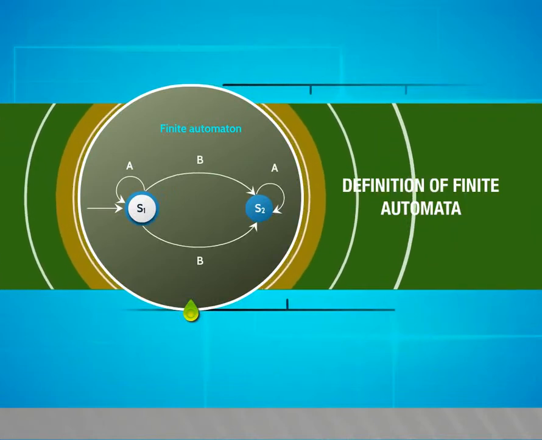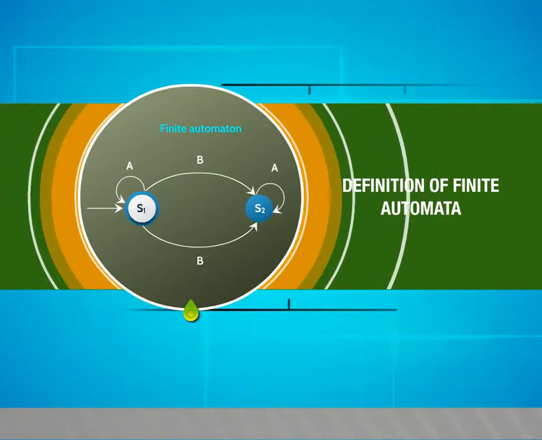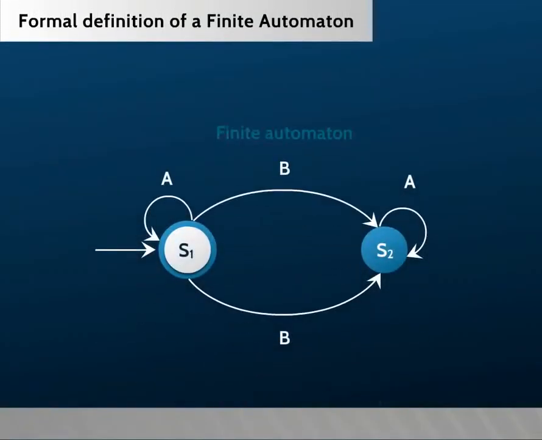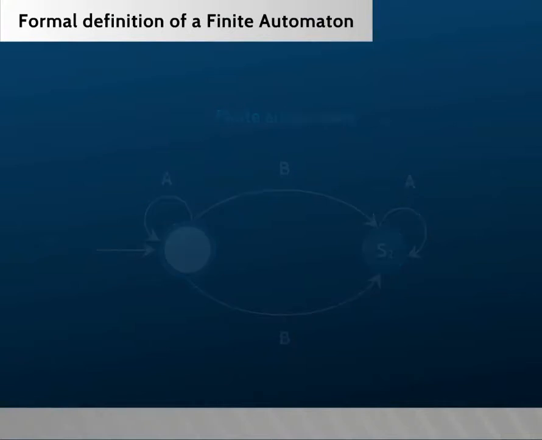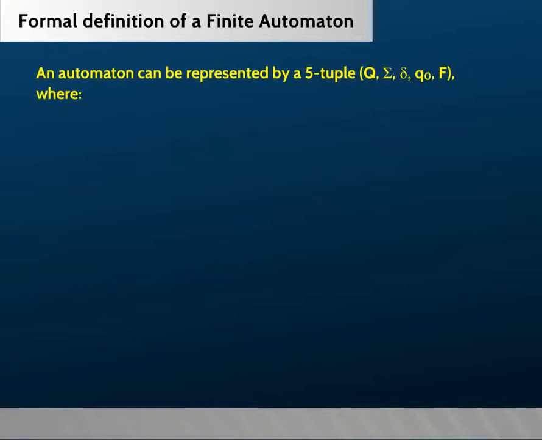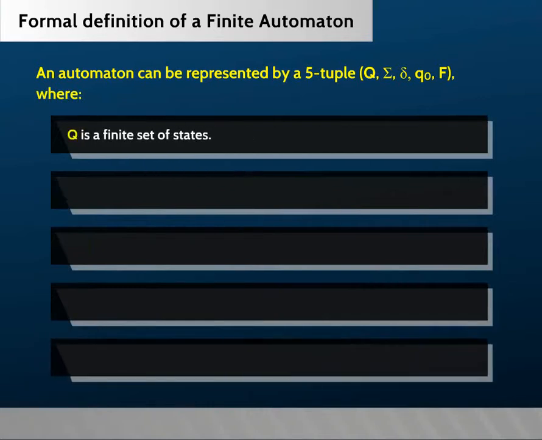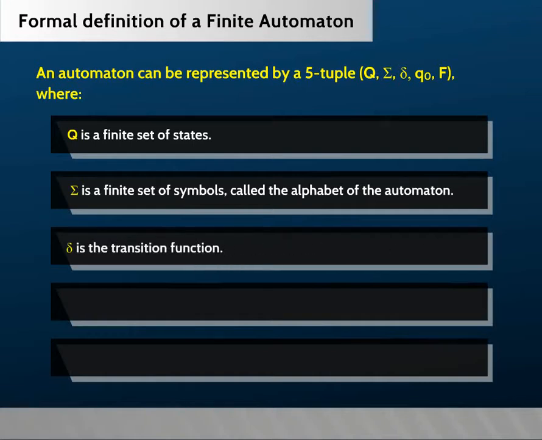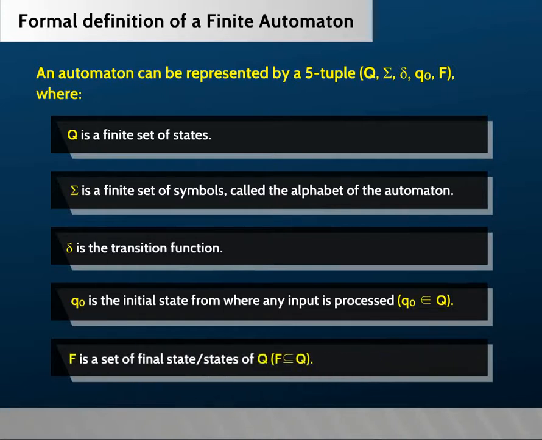Definition of finite automata. In this video, we are going to see about the definition of finite automata. Formal definition of a finite automaton. An automaton can be represented by a 5 tuple, that is Q, Σ, δ, Q0, F, where Q is a finite set of states. Σ is a finite set of symbols called the alphabet of the automaton. δ is a transition function. Q0 is the initial state from where any input is processed, that is, Q0 belongs to Q. F is a set of final state or states of Q, that is, F is a subset of Q.